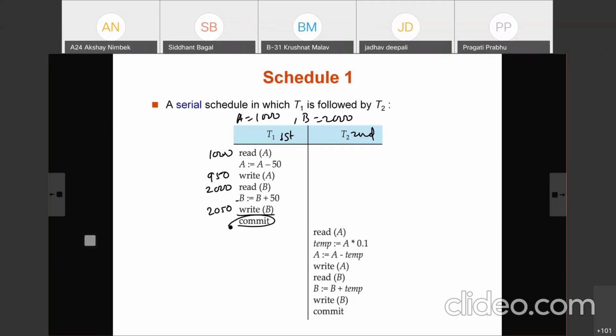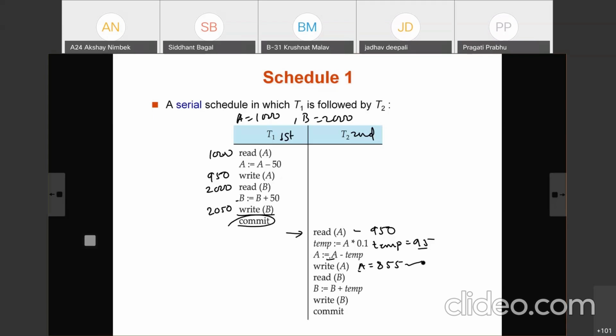Now after its completion, it starts transaction T2. It reads the value of A, 950, and calculates temp, that is, 10%. 10% means temp is equal to 95. Now remove this 95 from 950. So what is the value of A here? It becomes 855. Is it clear to everyone? So it reads the value of A 950, calculates its 10%, 95, then subtracts this from A and it becomes 855.